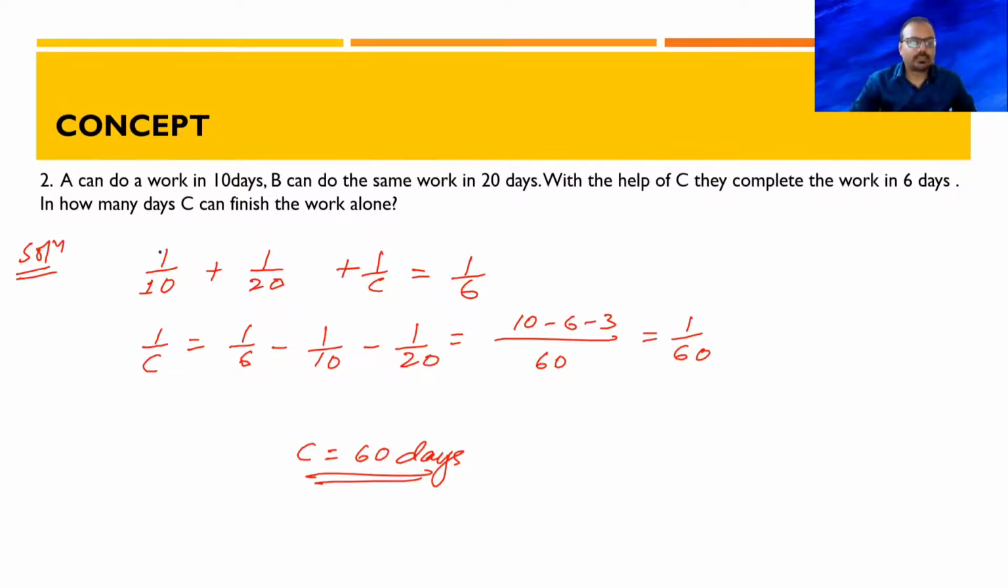So once again, we have just focused on the work, that is the efficiency of A, efficiency of B, and efficiency of C. They work together, so their together efficiency is 1 by 6. We have just solved this equation and we got the answer as C equals 60 days. That is the amount of time taken by C to complete the work.